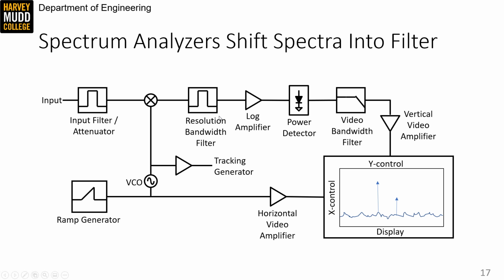That shifted input gets put through a narrow filter called the resolution bandwidth, or RBW filter. This RBW filter sets the total noise power of the signal. The signal is scaled by a log amplifier to convert values of its amplitude to sort of a decibel scale, and then it's passed through a power detector in order to pick off that decibelized amplitude. Finally, the output of the power detector gets filtered a little bit and then drives the Y control input of our display.